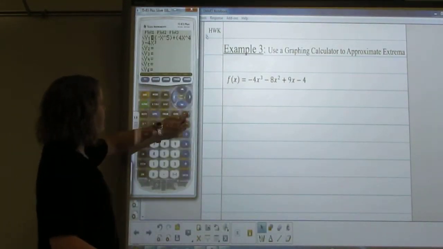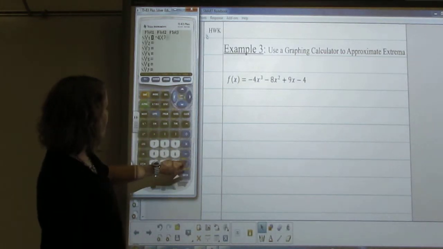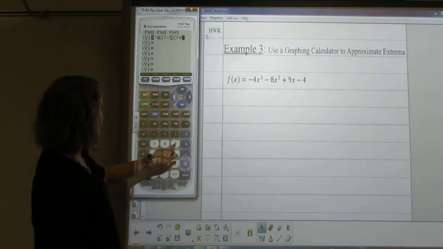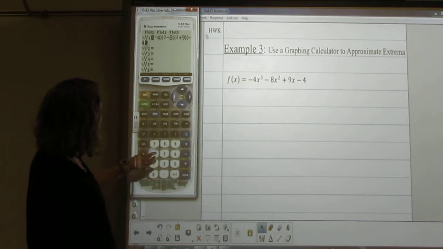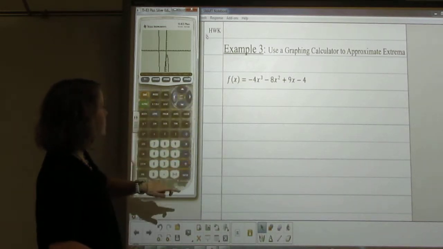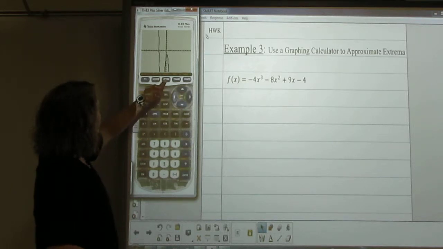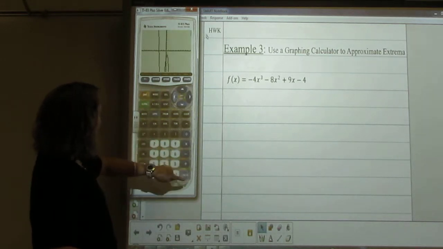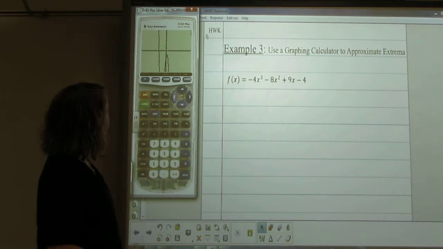Okay, so if we plug this in, we have negative 4x cubed minus 8x squared plus 9x minus 4. We graph it. It should look a little something like that. We can zoom. Let's see if that works better. No, it doesn't work. Now it's scrolling.